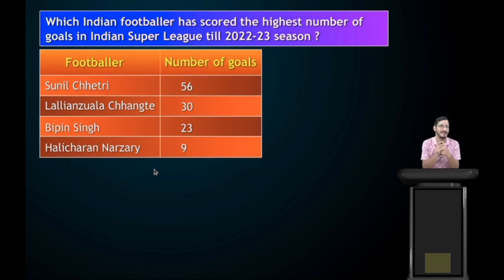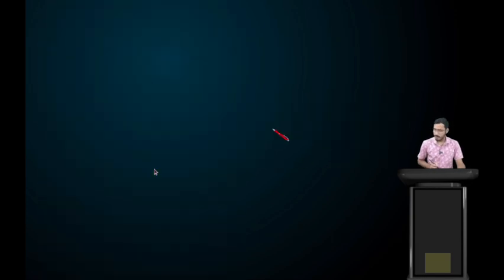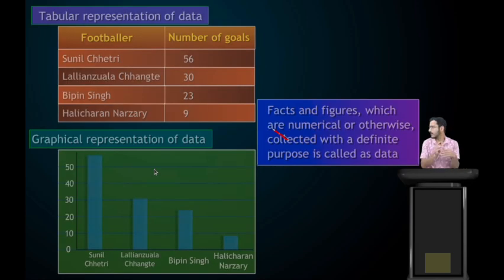So can you tell me the highest number of goals? Yes, Sunil Chhetri. So you can see the graph here. Sunil Chhetri, the number of goals, that is 56. Lalimanjula Changte 30, Bipin Singh 23, and Halicharan Narjare, that is 9. So facts and figures which are numerical or otherwise collected with a definite purpose is called as data.